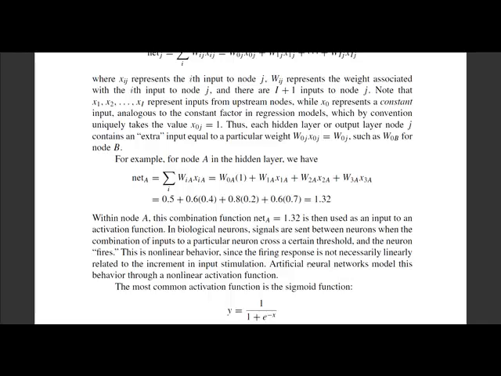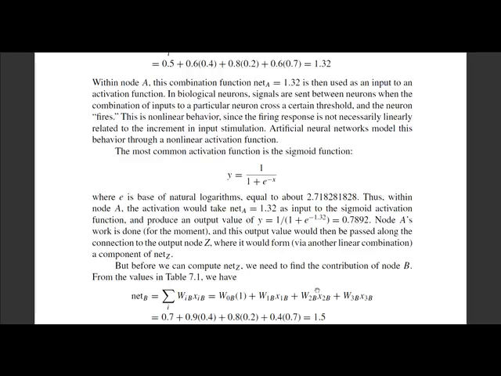Okay. Artificial neural networks model this behavior through a nonlinear activation function. But still, there are so many different possibilities. Which one do they use? The most common activation function is the sigmoid function: y equals 1 over 1 plus e to the minus x. So this is obviously a function. y depends on x, right? You put in an x, you get out a particular y.